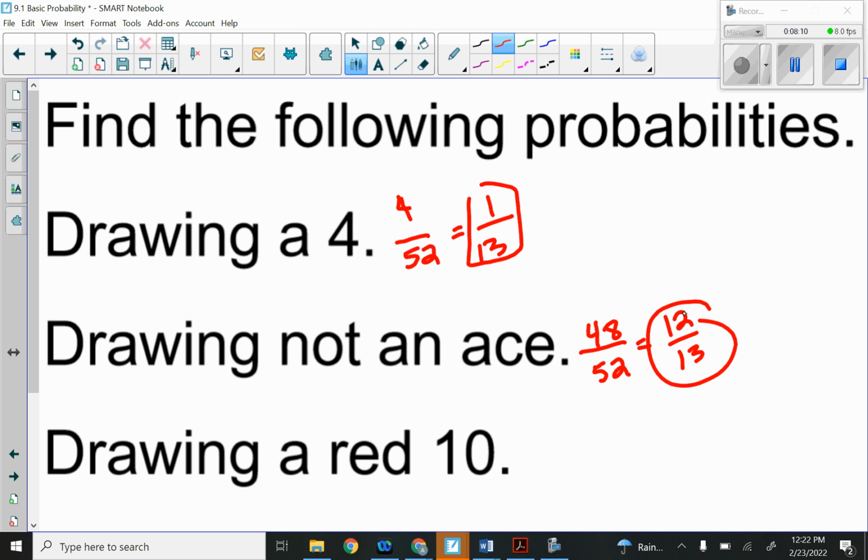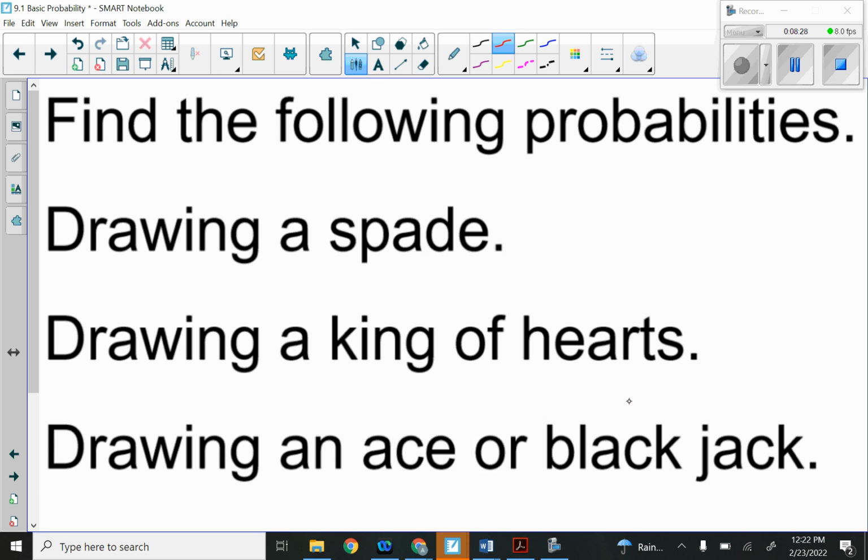Drawing a red 10. Well, there's 4 10s in a deck, but only 2 of them are red. So 2 out of 52, which reduces to 1 out of 26. So it just comes down to knowing what is in a deck of cards. So if you want to pause and try these ones, you can.